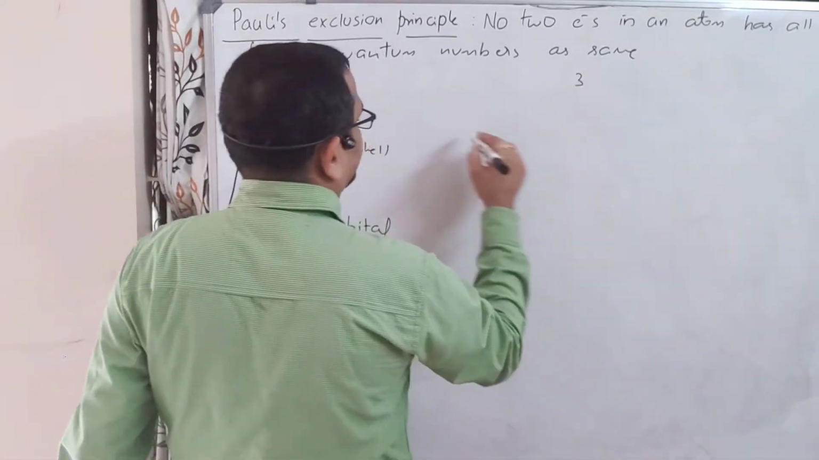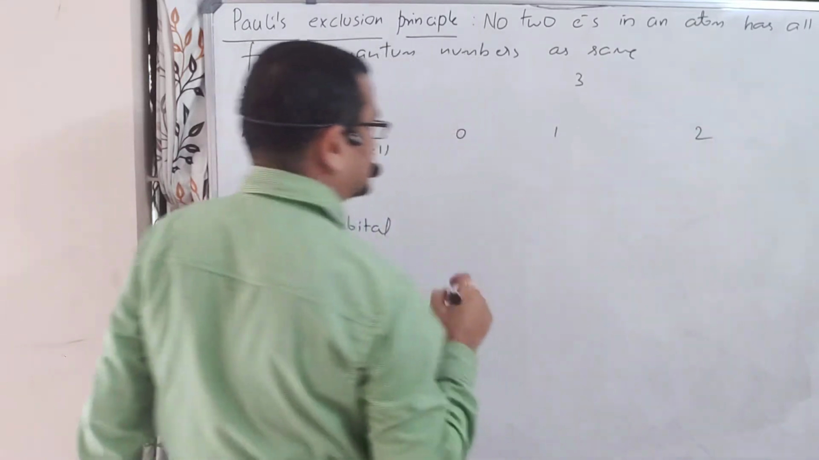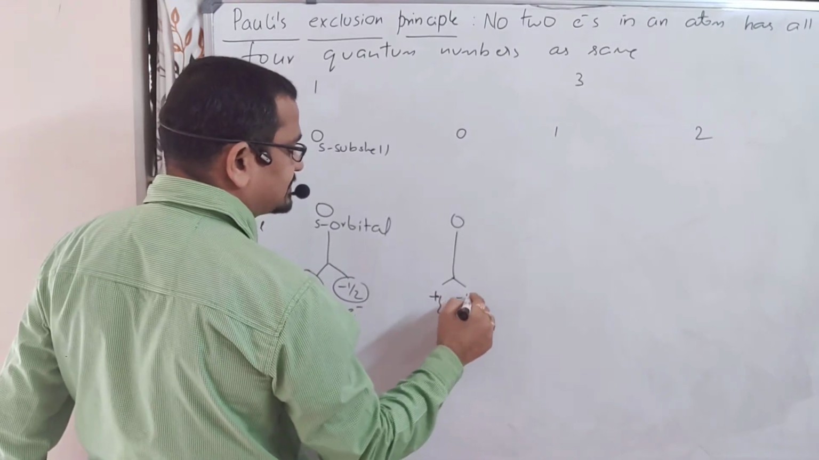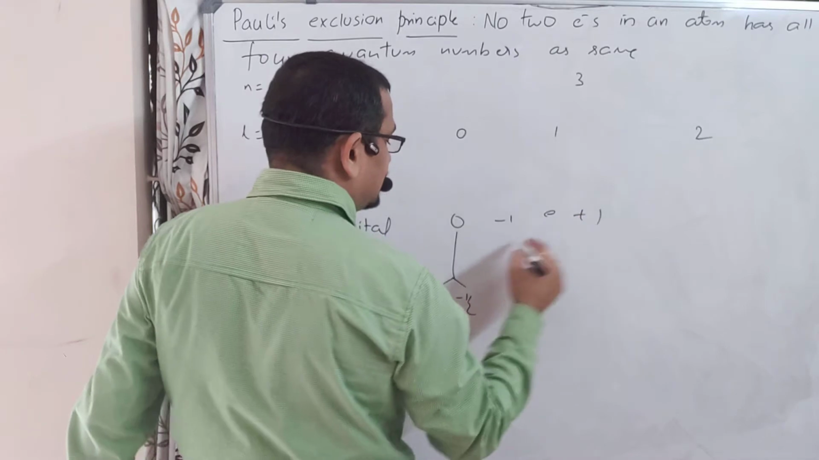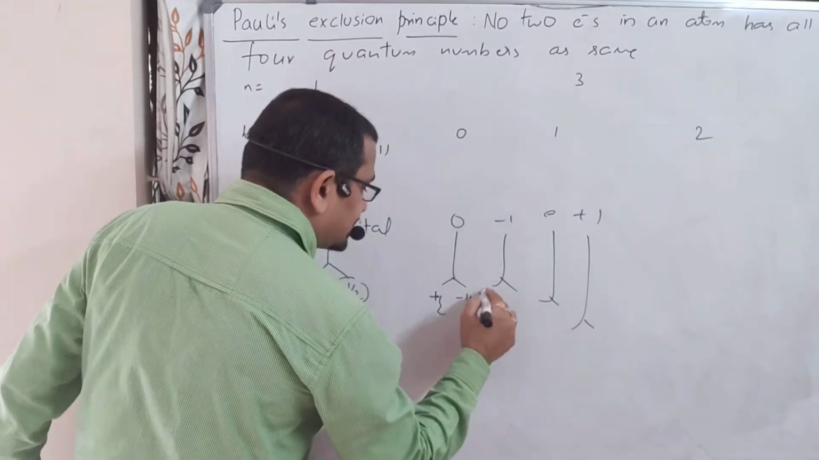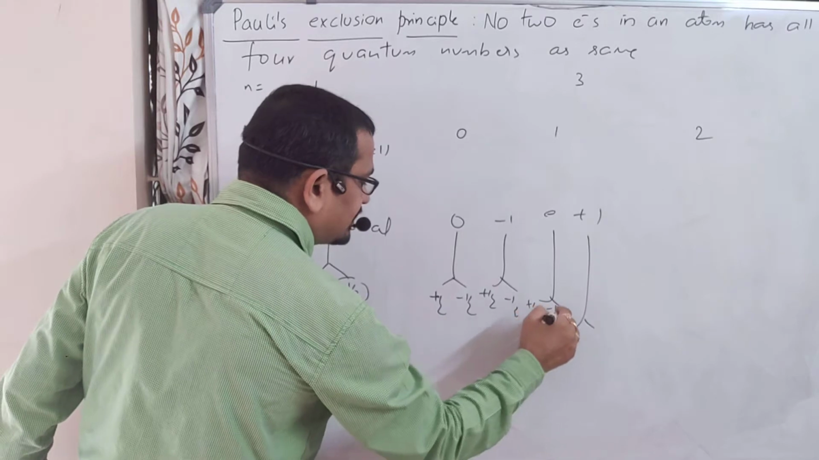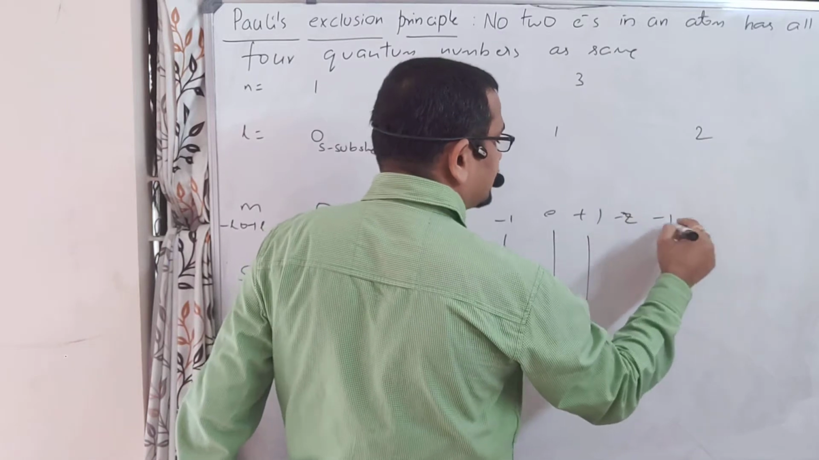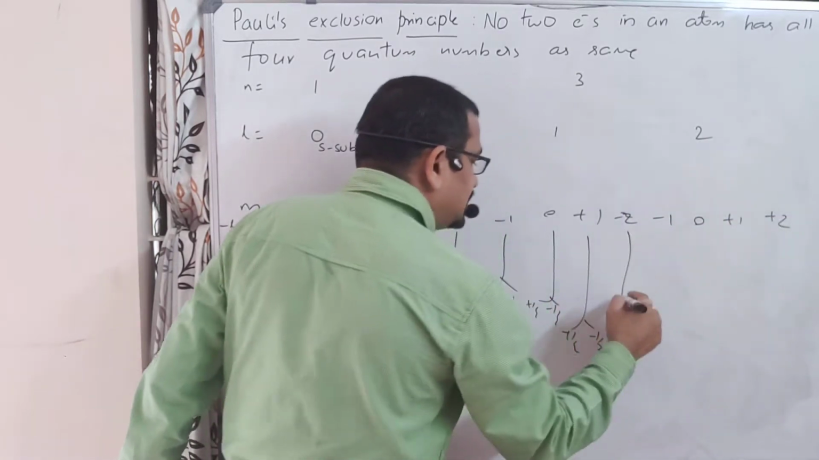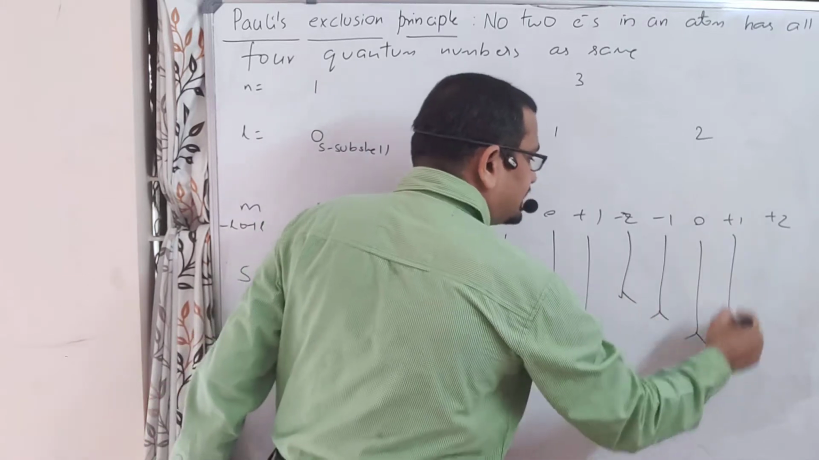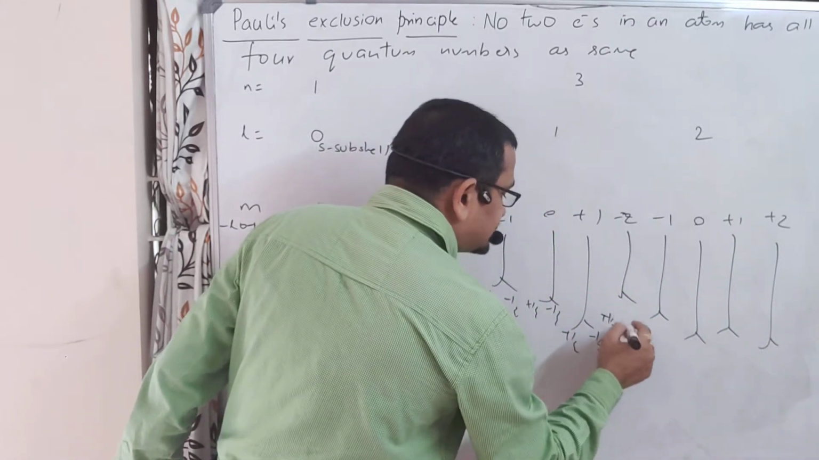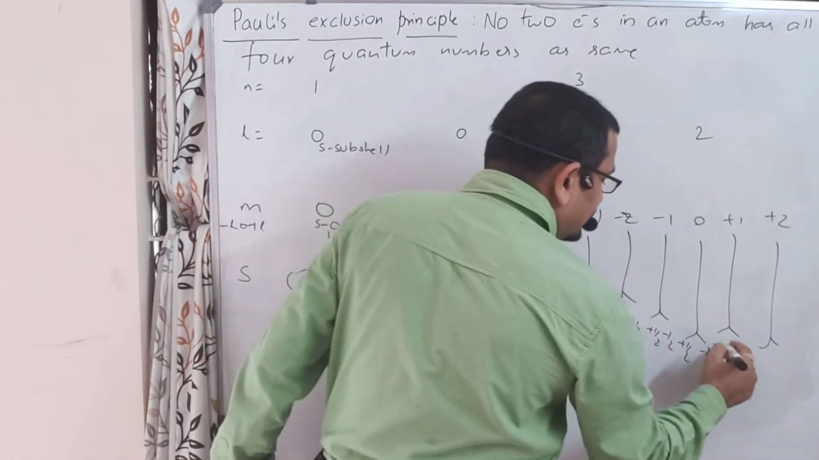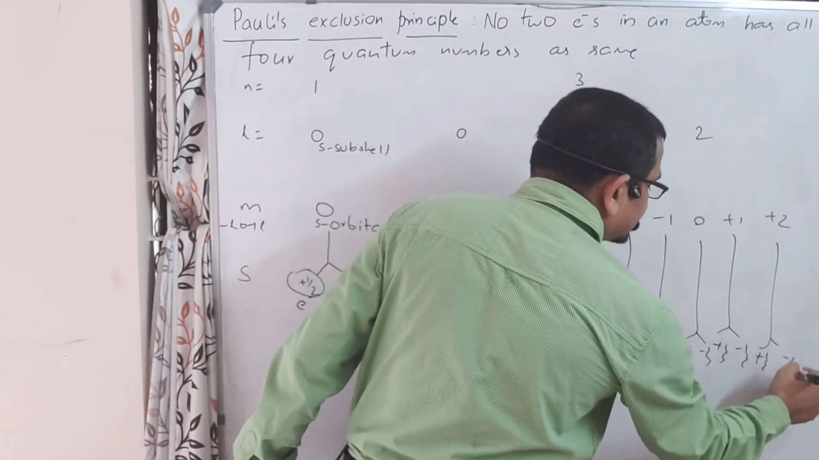Suppose n equals 3. It has l = 0, 1 and 2 subshells. Under 0 it has only one orientation, 2 electrons, plus half and minus half. Under 1 it has 3 orbitals, px, py, pz, each with plus half and minus half. Now under the second subshell, orientations are minus 2, minus 1, 0, plus 1, plus 2. Each orientation is one orbital that can be accommodated with a maximum of 2 electrons. First electron is plus half, the other one is minus half. In this way we already discussed: plus half and minus half, plus half and minus half, plus half and minus half.